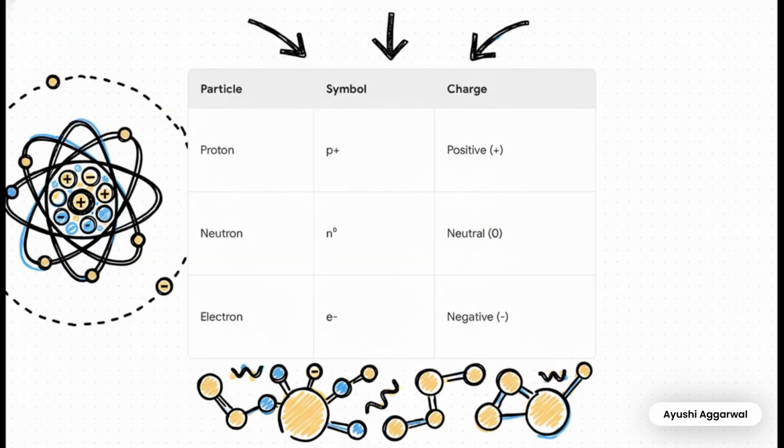Okay, I need you to really focus on this table. It is absolutely essential. We've got our three key players. First, the proton. Its symbol is P+, and just think P for positive. It's got a positive charge. Then we have the neutron, symbol N0, and as the name suggests, it's neutral, no charge at all. And finally, the electron, symbol E-, which has a negative charge. These three particles and their charges, they're literally the foundation of all of chemistry.